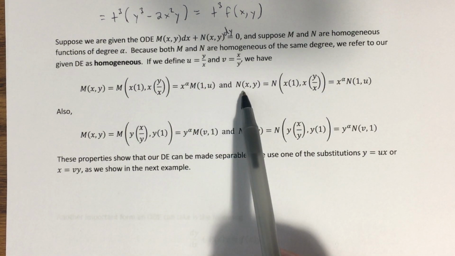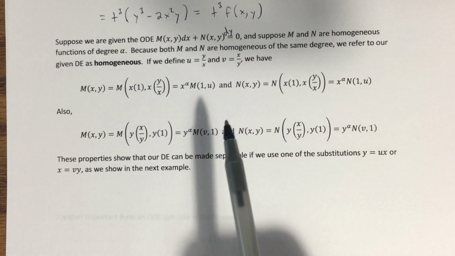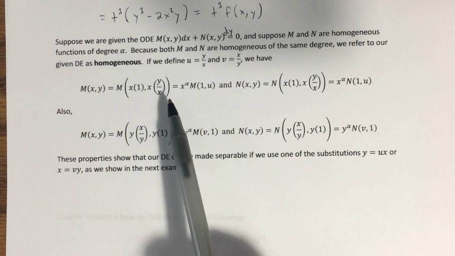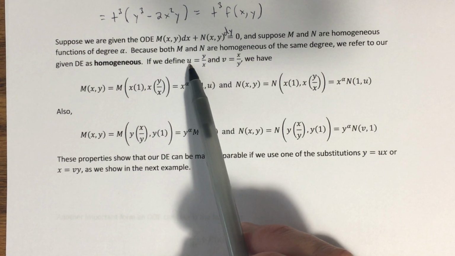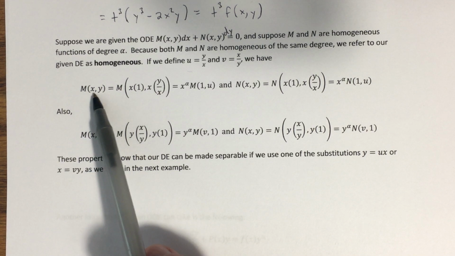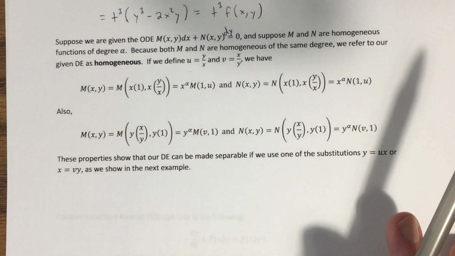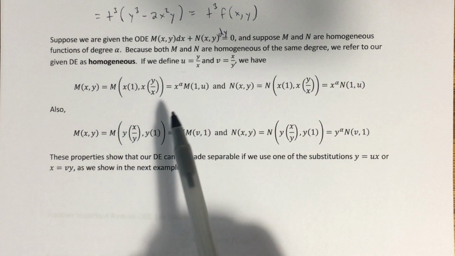And I can do something similar for my N of xy. You can read through this and see what I'm doing here. But what does that do for each of these functions? Well, if I make a variable substitution, if I define u to be y over x, it's taken this function of x and y, which we don't know if that can be written as a product of a function of x times a function of y.